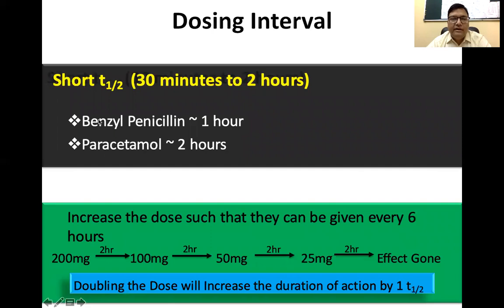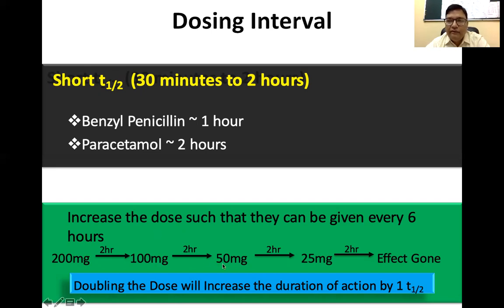Next are the drugs which have a short T half from 30 minutes to 2 hours, such as benzyl penicillin, 1 hour, or paracetamol, 2 hours. So what we do is increase the dose such that they can be given every 6 hours. By doubling the dose, we increase the duration by 1 T half. Suppose a drug like paracetamol has a T half of 2 hours. So we will give 3 times the drug dose, so that the effect goes after 6 hours.